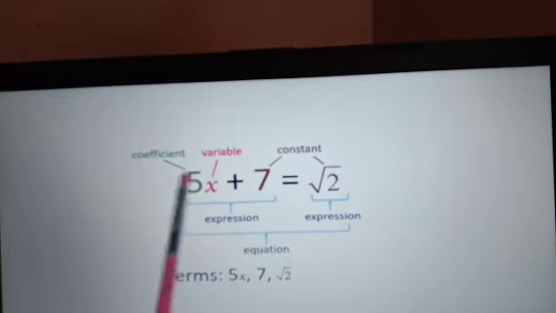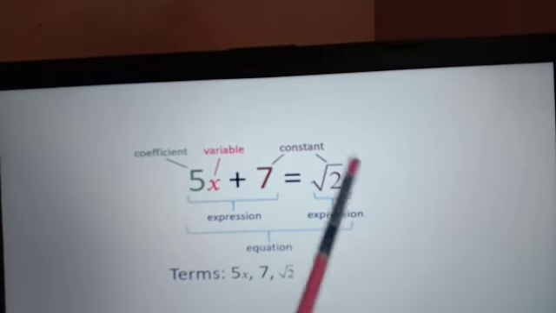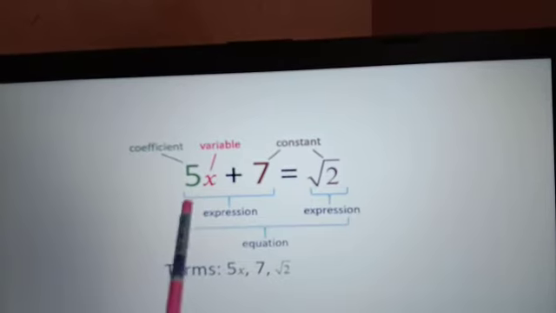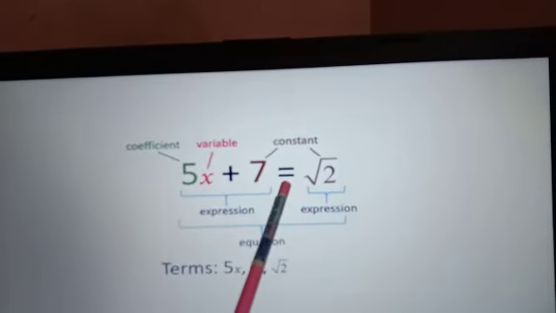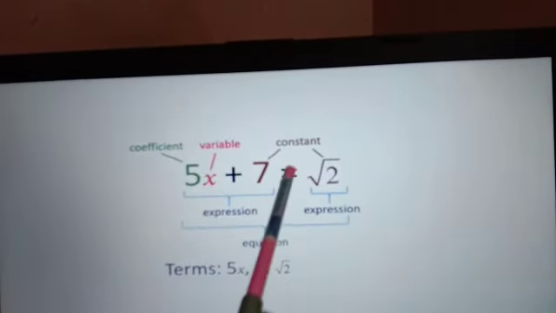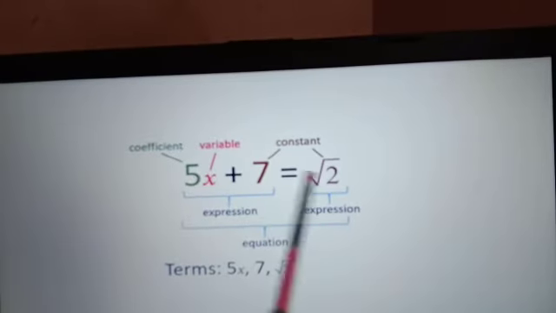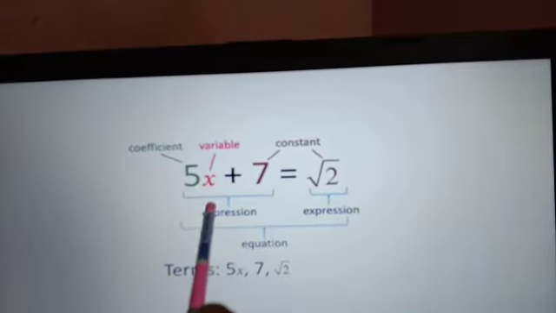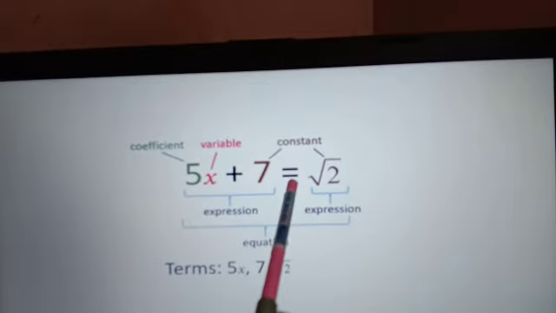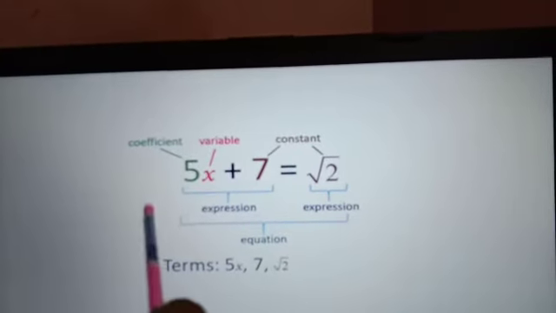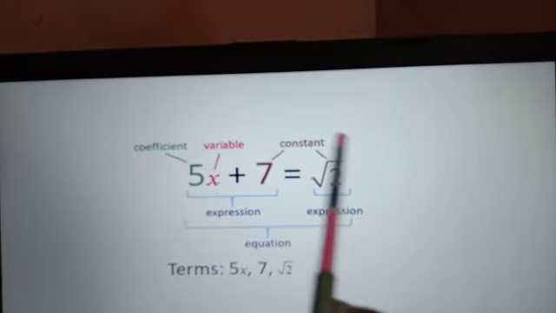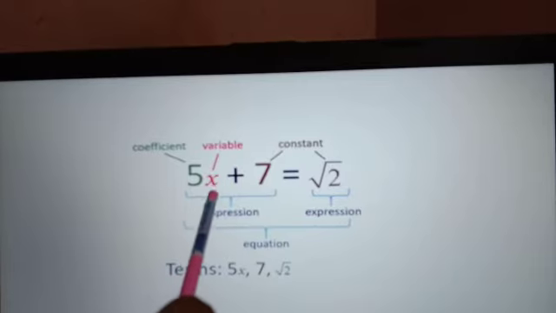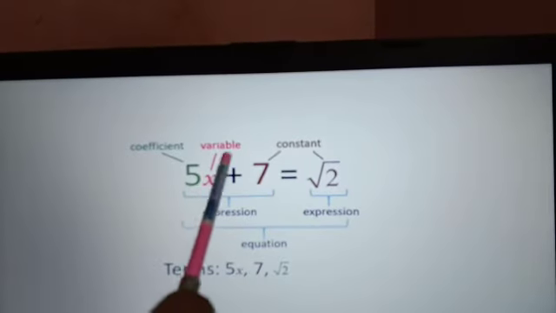Here on the LHS we have one expression and on the RHS we have one expression. Both are equal. If I put an equal symbol in between two expressions, the whole thing is called an equation.